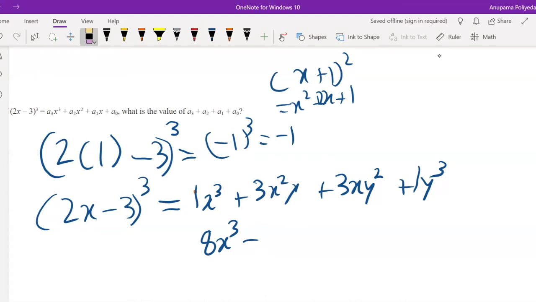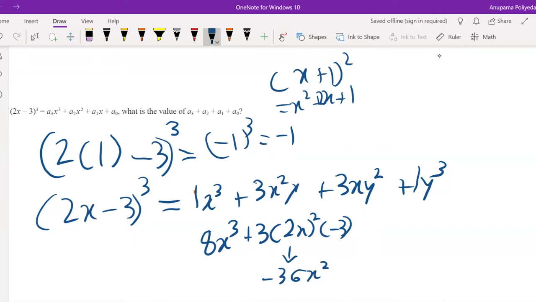So it would be, if we write it out, plus 3 times 2x squared times the y being negative 3. So we can simplify that to 3 times 4 times negative 3, or negative 36x squared. The trickiest part of these expansions is keeping track of the numbers and making sure you multiply correctly. So what would the next term be?